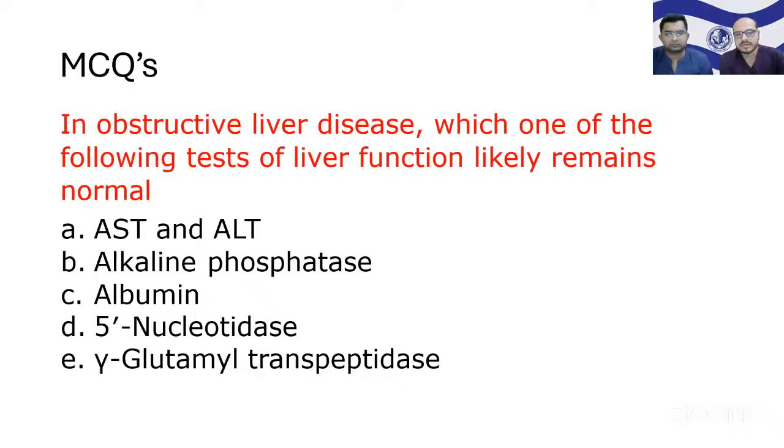In obstructive liver disease, albumin is usually normal, whereas if there is hepatic jaundice or hepatocellular disease, where the function of the liver is deranged, the albumin level usually comes down. Okay.